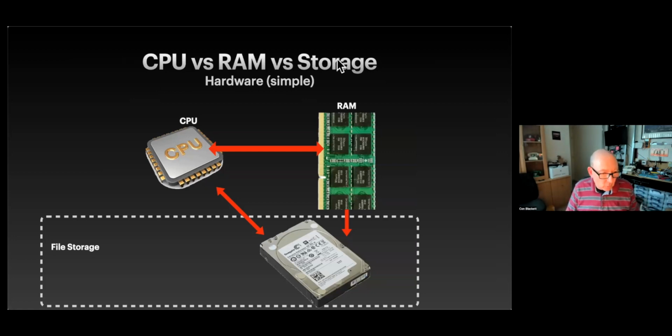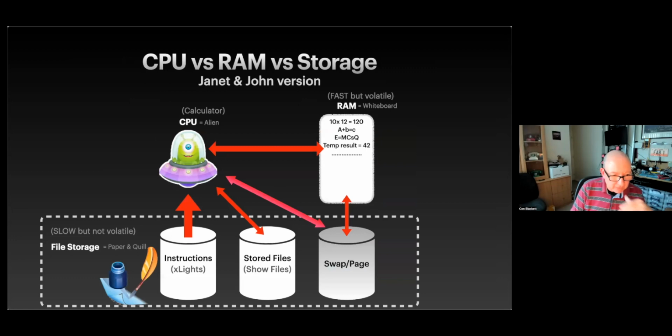So I'm going to talk about what CPU is, what RAM is, and what storage is, because we all have seen them. We all know what they physically look like. But a lot of people get a little bit confused about when you need more storage or when you need more RAM or when you need more CPU. So I'm hopefully going to try and make that simplified. To simplify, I'm going to give you Janet and John's version of what they all are.